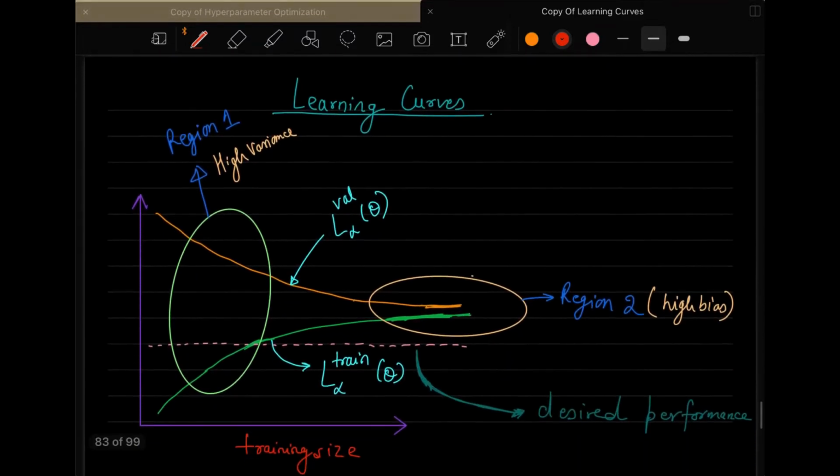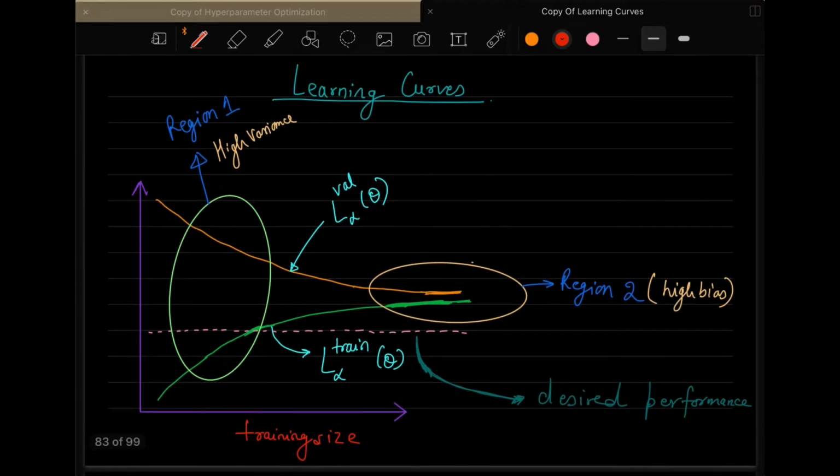Okay, there is one more curve which plots the validation as well as the training loss when you gradually increase the training size. So if you have a very small training size of 100 samples, and then you gradually increase it to 200 samples, and you go on increasing the training samples, as you increase the training size, you will plot the validation and the training loss, and what you will find is that the validation loss will follow this curve and the training loss will follow the green curve.